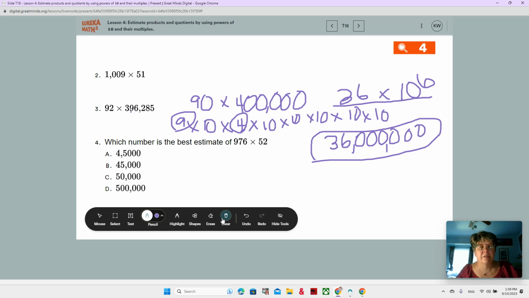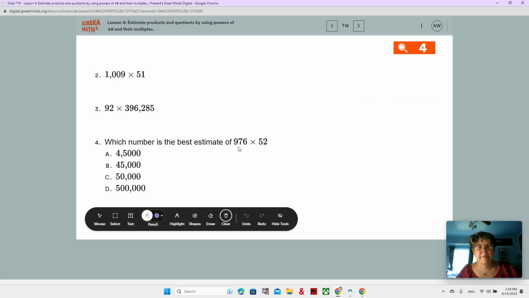And let's look at which number is the best estimate of 976 times 52. Okay, don't forget you need to show your work. So 976 is close to 1,000, right? Because the 7 tells the 9 to go up. And 52 is close to 50 because the 2 tells the 5 to stay the same, right? Okay, and 50 times 1,000 is 50,000.